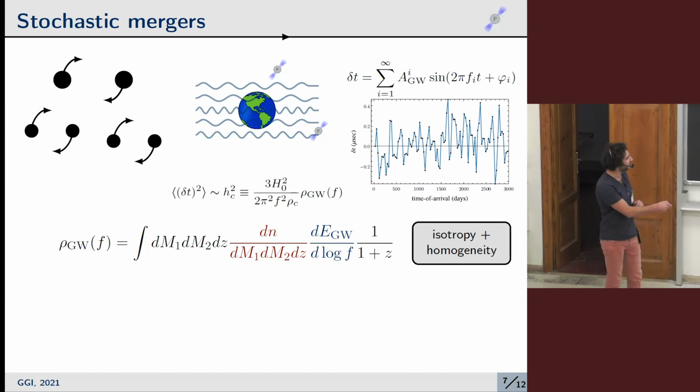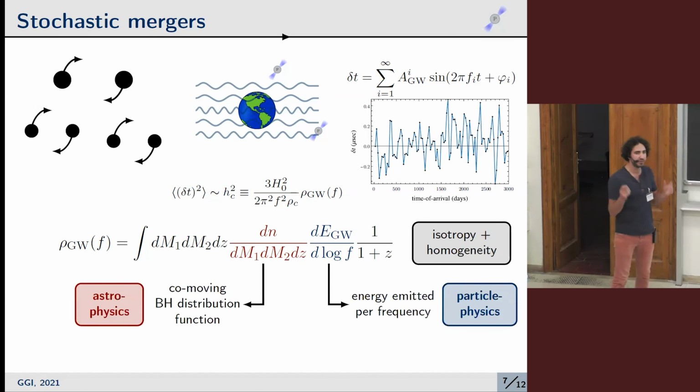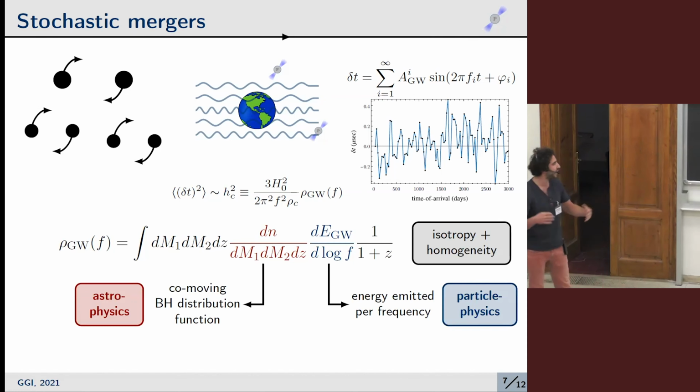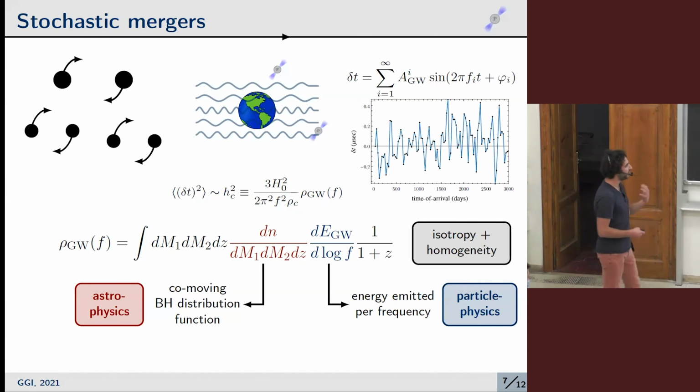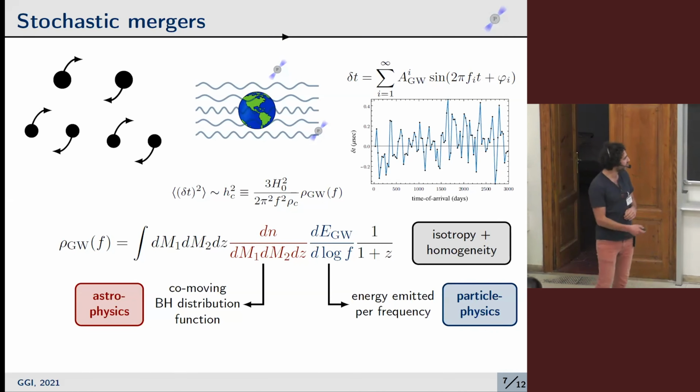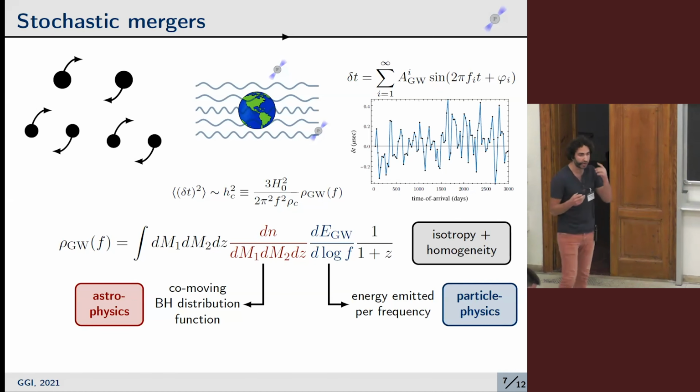One of them is shown in red here. It's called the co-moving black hole distribution function. How many black holes are sitting at some redshift around us today with a given mass? And a second term here, which is in blue, is the energy which is emitted per unit log frequency of a particular binary. Now, the key point that I wanted to claim today is that this first term is very messy, has to do with astrophysics that is beyond our ability to get a handle on at any sort of order one level.